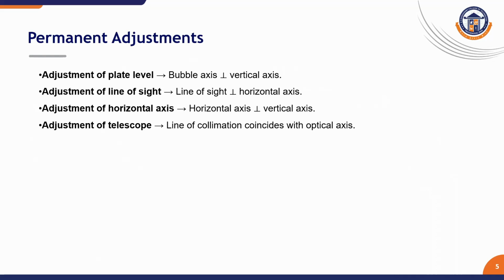This ensures the axis of the plate level is perpendicular to the vertical axis. The line of sight is perpendicular to the horizontal axis. The horizontal axis is perpendicular to the vertical axis, and finally, that the line of collimation coincides with the optical axis of the telescope. These are crucial for the instrument's long-term accuracy.